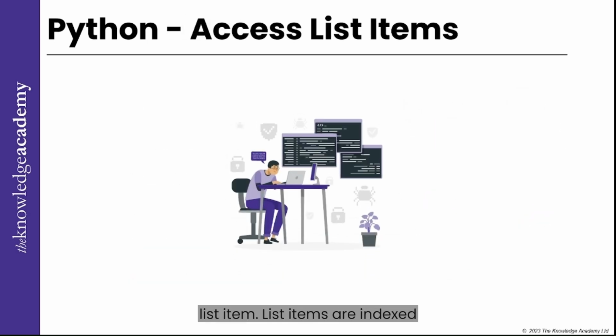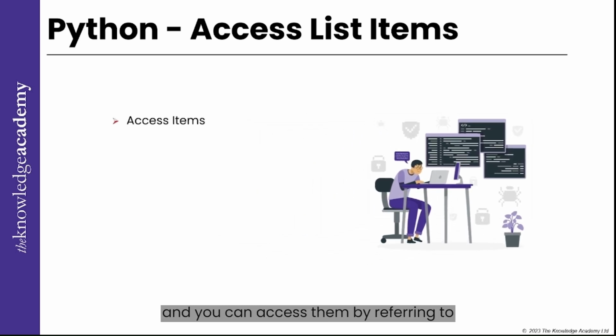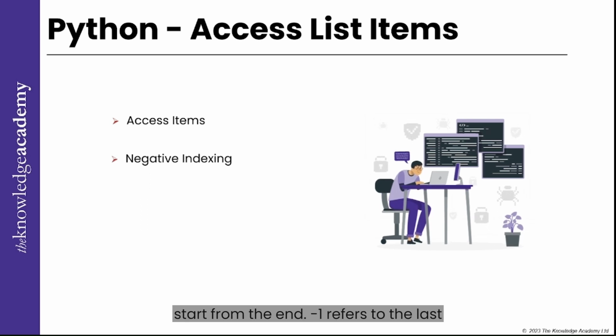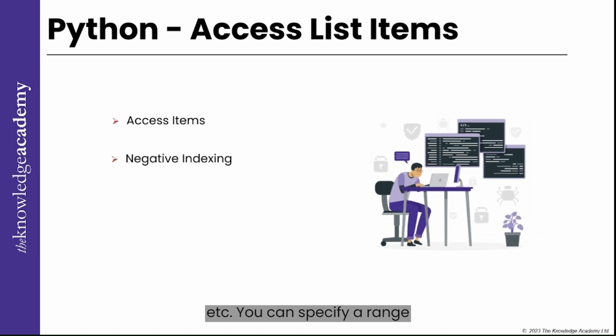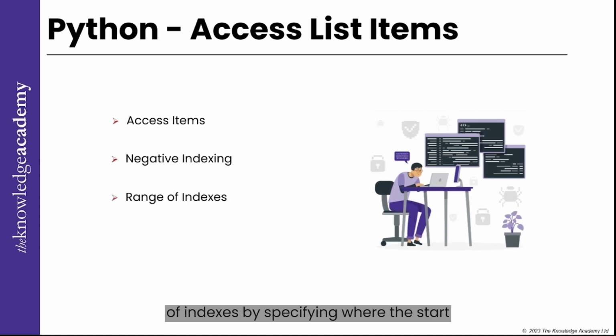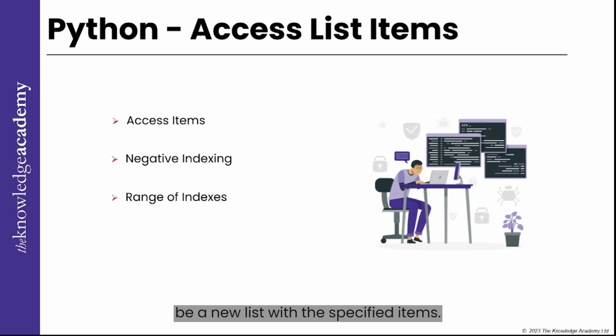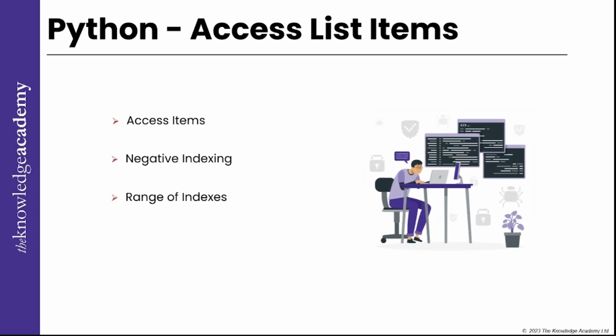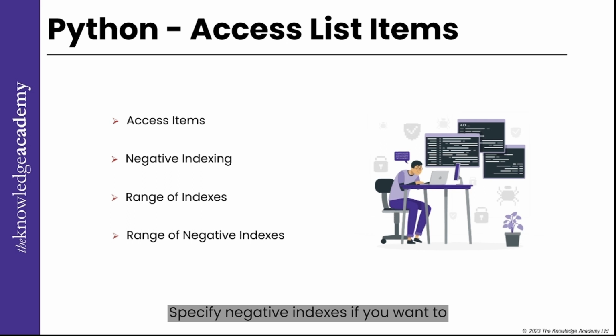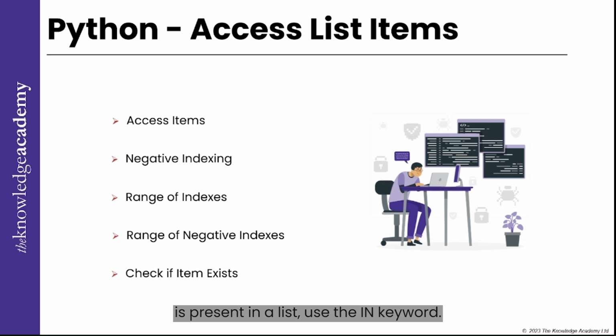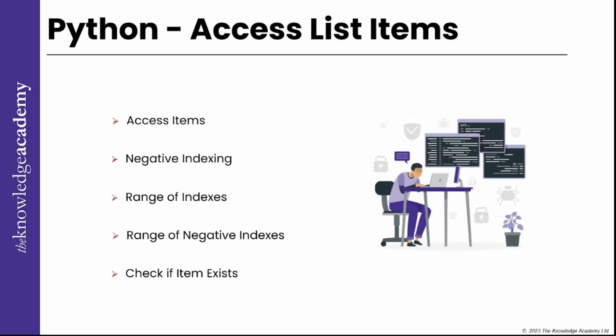Access list items. List items are indexed and you can access them by referring to the index number. Negative indexing means start from the end. -1 refers to the last item, -2 refers to the second last item, etc. You can specify a range of indexes by specifying where to start and where to end the range. When specifying a range, the return value will be a new list with the specified items. Specify negative indexes if you want to start the search from the end of the list. To determine if a specified item is present in a list, use the in keyword.